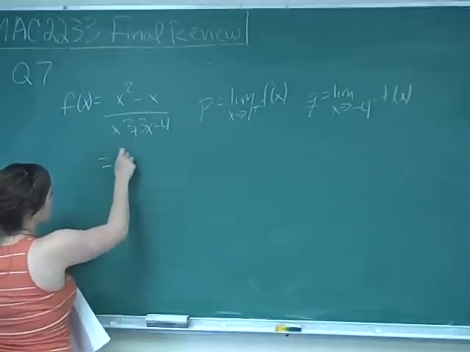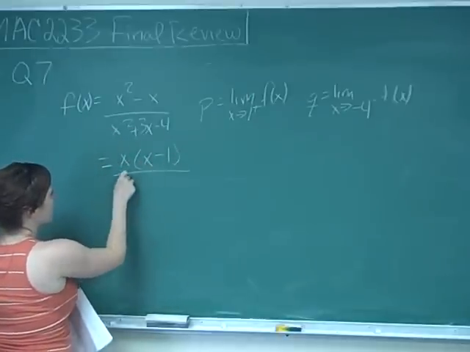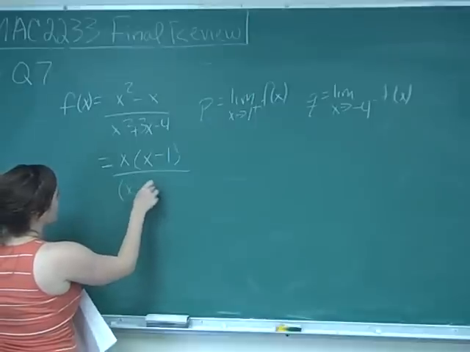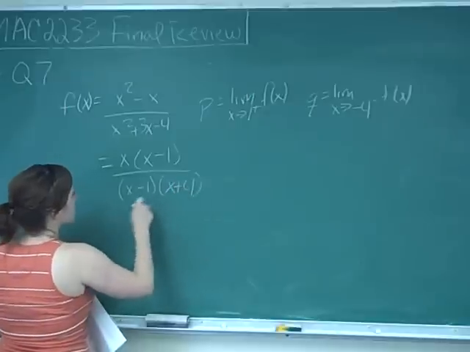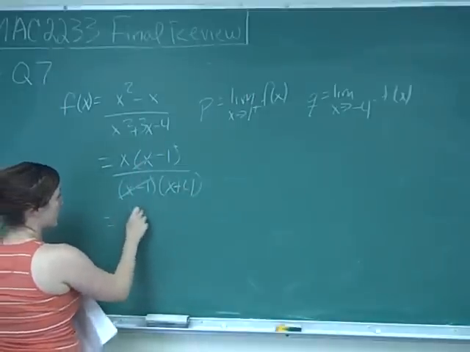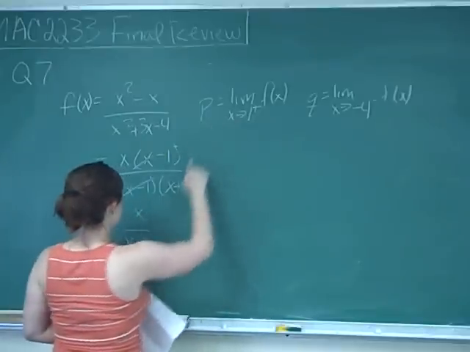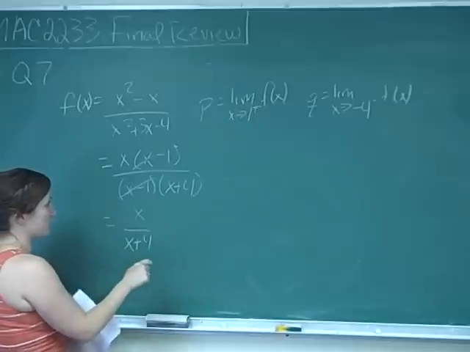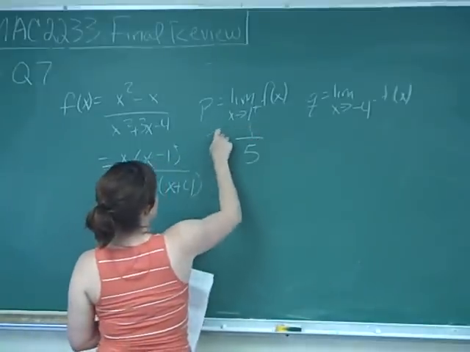So I can factor an x from the top, and I get x minus 1. And on the bottom, I can factor it into (x minus 1)(x plus 4). So here, I can go ahead and cancel out my x minus 1. So I just have x over x plus 4. And when I plug in 1, I get 1 over 1 plus 4. So this first part is 1/5. So p is equal to 1/5.